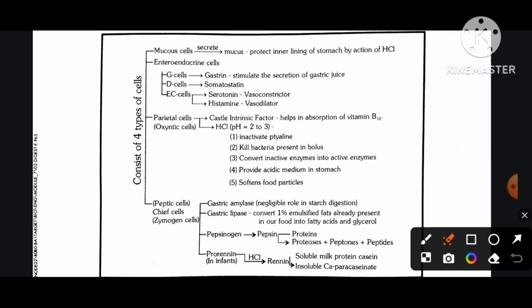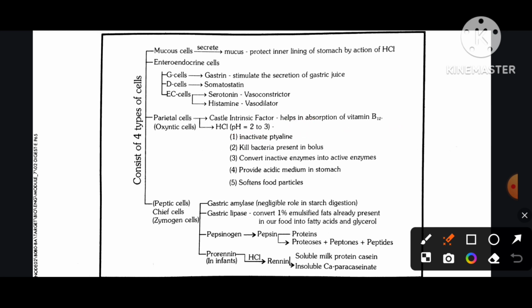Mucous cells secrete mucus, which protects the inner lining of the stomach from the action of HCl. Enteroendocrine cells: G cells secrete gastrin, which stimulates the secretion of gastric juice. D cells secrete somatostatin, EC cells secrete serotonin, a vasoconstrictor, and histamine, a vasodilator. Parietal cells, oxyntic cells, secrete intrinsic factor, which helps in absorption of vitamin B12, and HCl, pH 2 to 3.